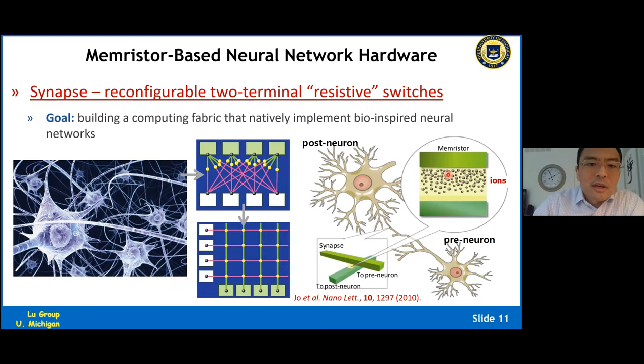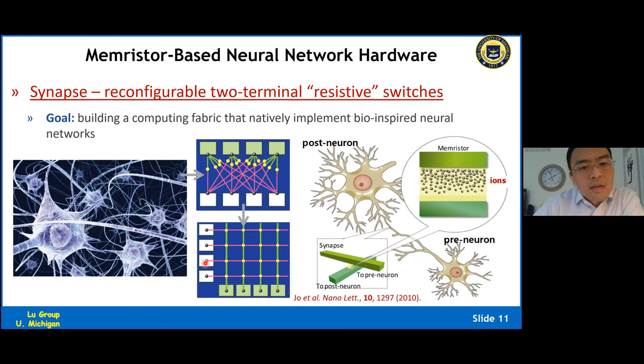We started working on this as a memory device around 2004, and we started trying to use them as a synaptic device for neuromorphic computing around 2008. The concept is very simple, right? You use this to emulate a synapse in a biological network or any neural network. Then you can convert this neural network topology into this crossbar topology.